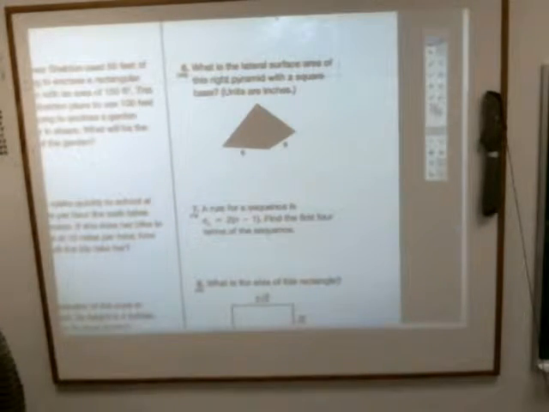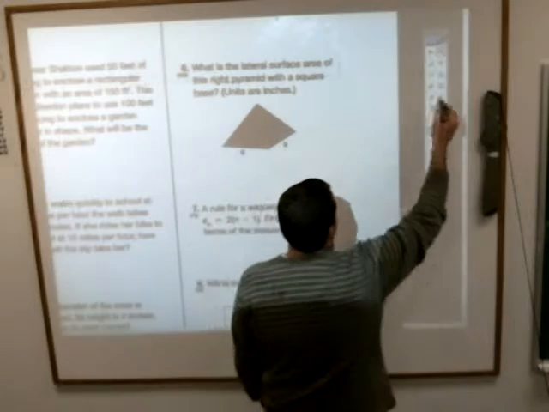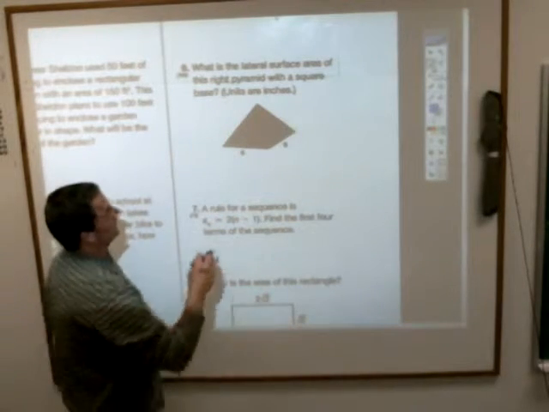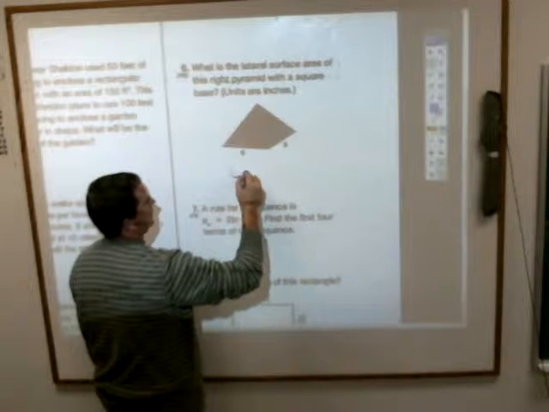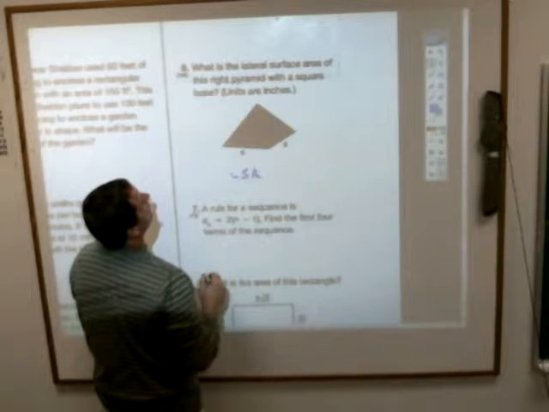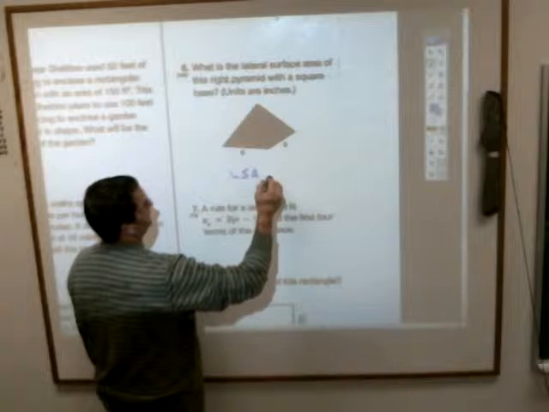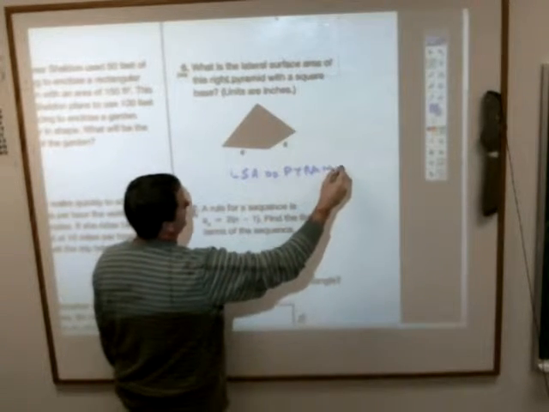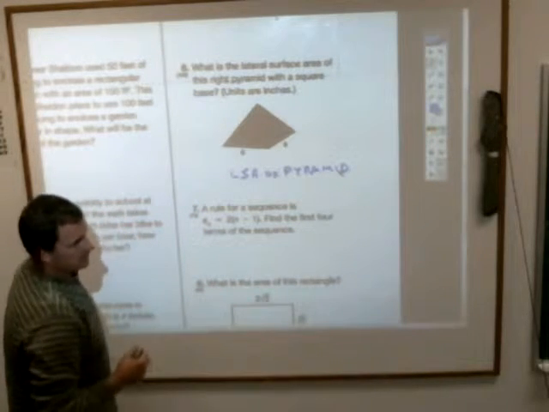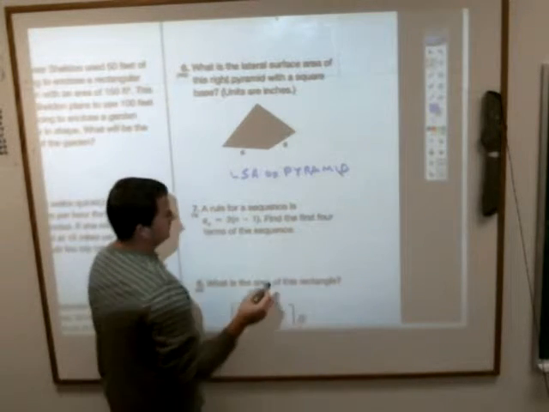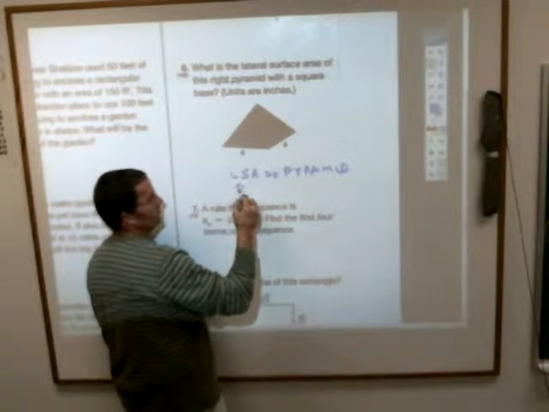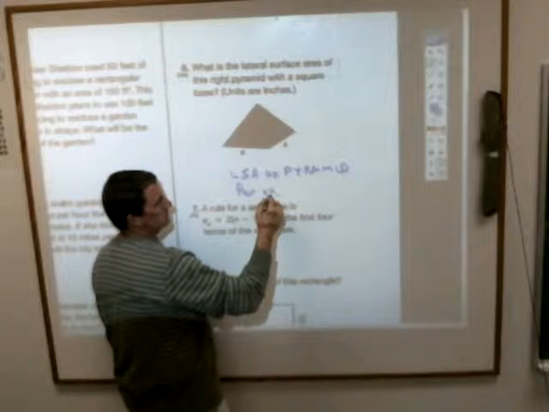What I would do on your piece of note paper that you're taking notes on today, under problem number six, I would write down the formula that you were given for the lateral surface area of a pyramid. Jeremy Swartz, what was that? It is the perimeter of base.